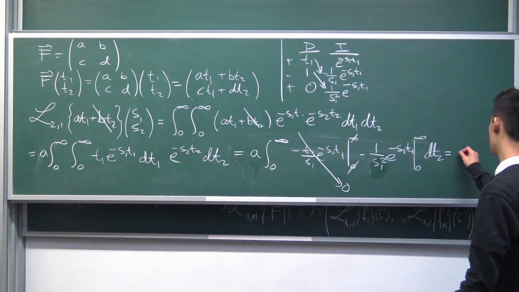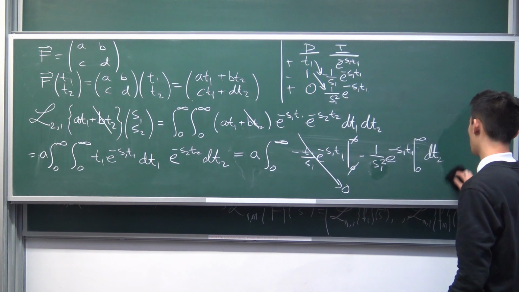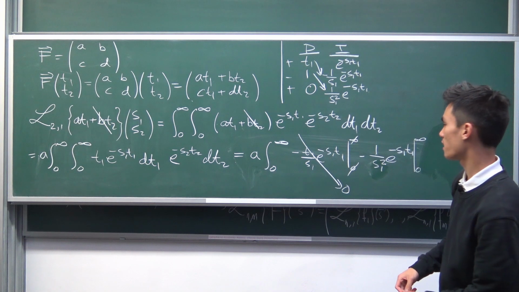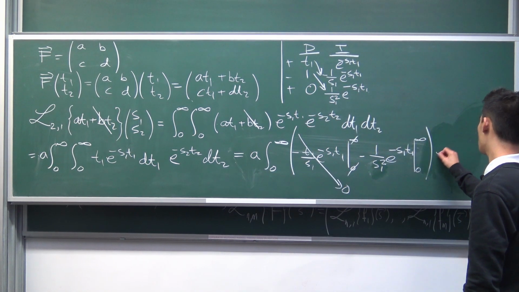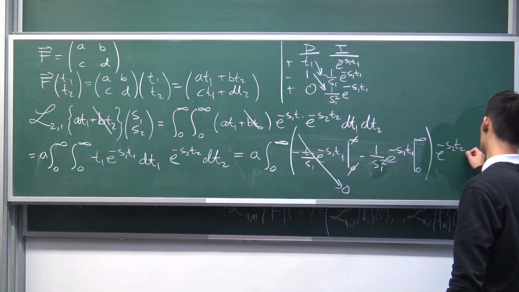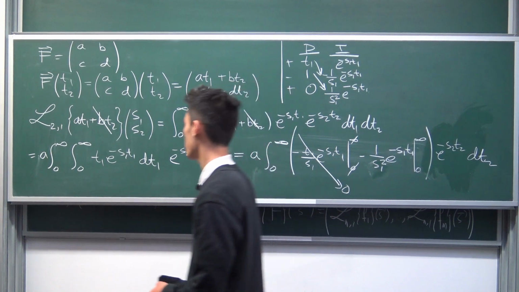So this should give us a, and then the integral from 0 to infinity. And I just realized we've forgotten that exponential factor. So this is big brackets here. And then we still have e to the minus s2 t2 and then dt2. Okay, so what does this give us? Let's go down over here.